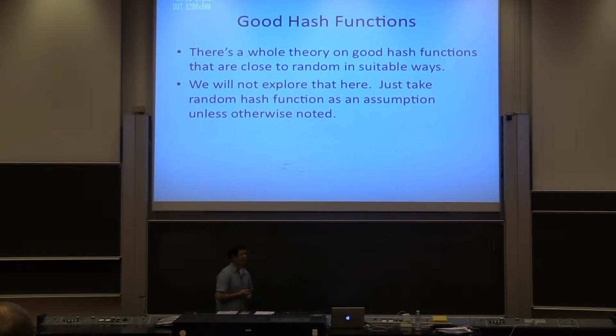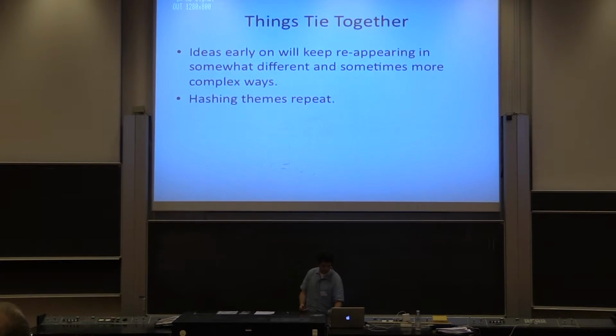And in practice, it actually seems to be a pretty reasonable assumption, in that in many cases, for various reasons, including the fact that you might have randomness in your data, it's not completely unreasonable to treat whatever hash function you have as a random hash function. So we'll just make this assumption as we go through.